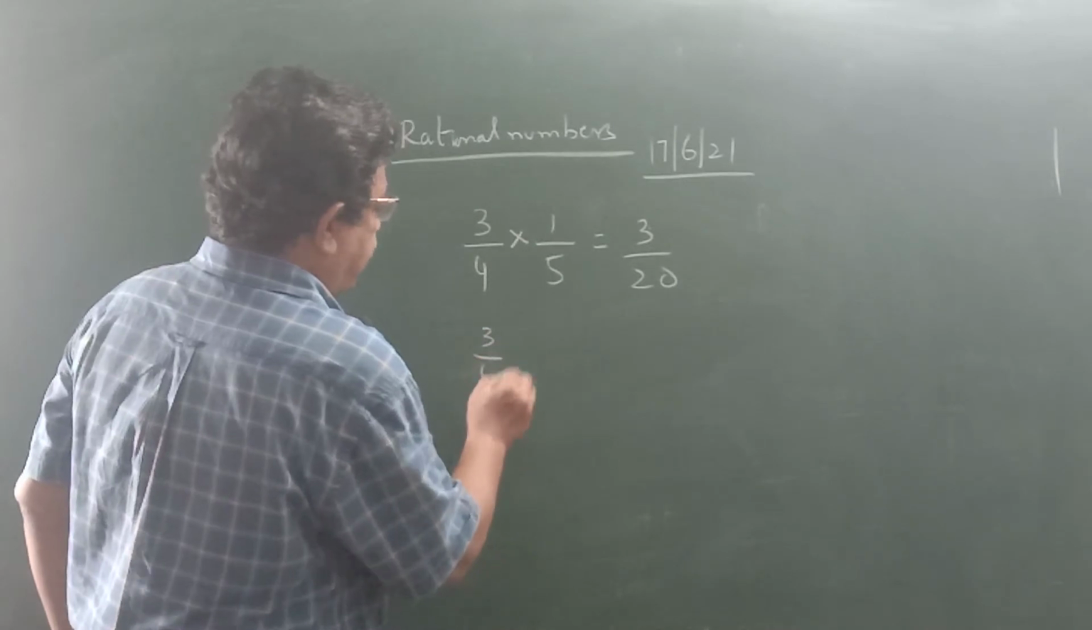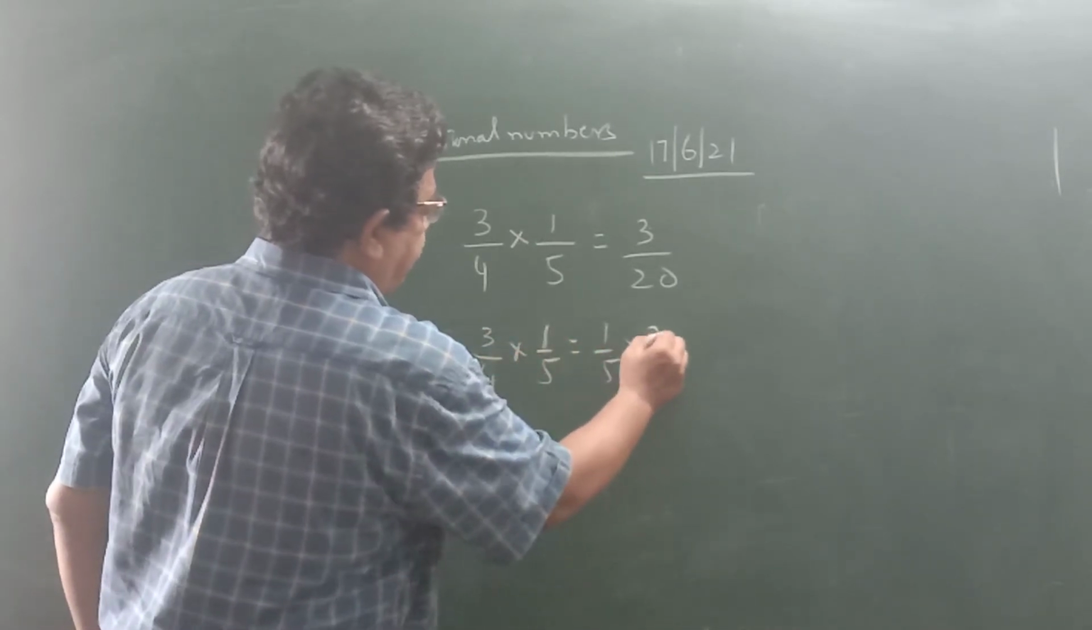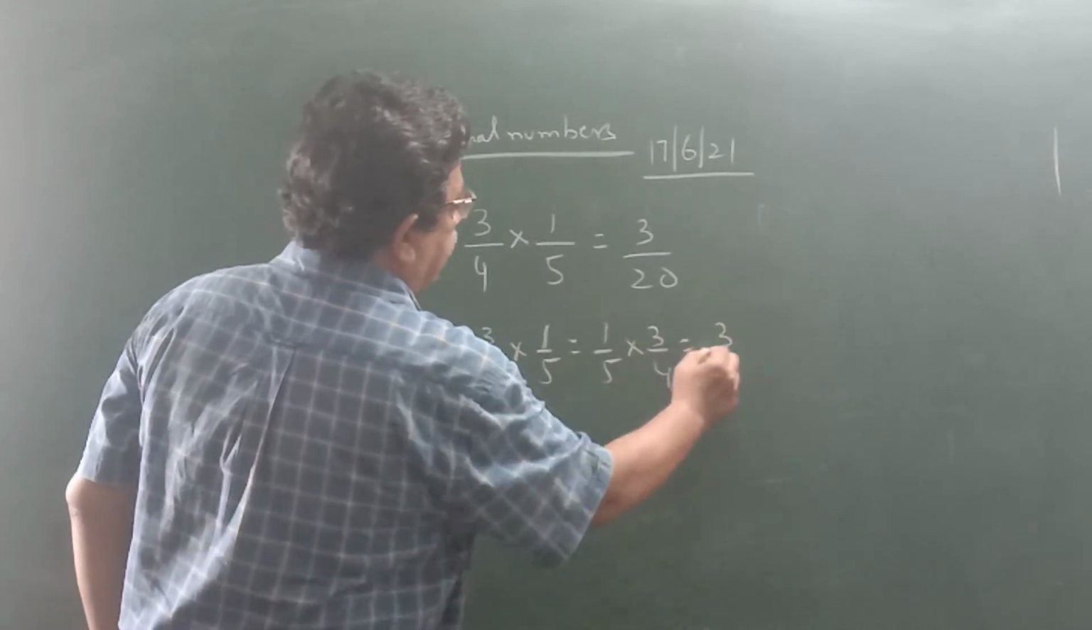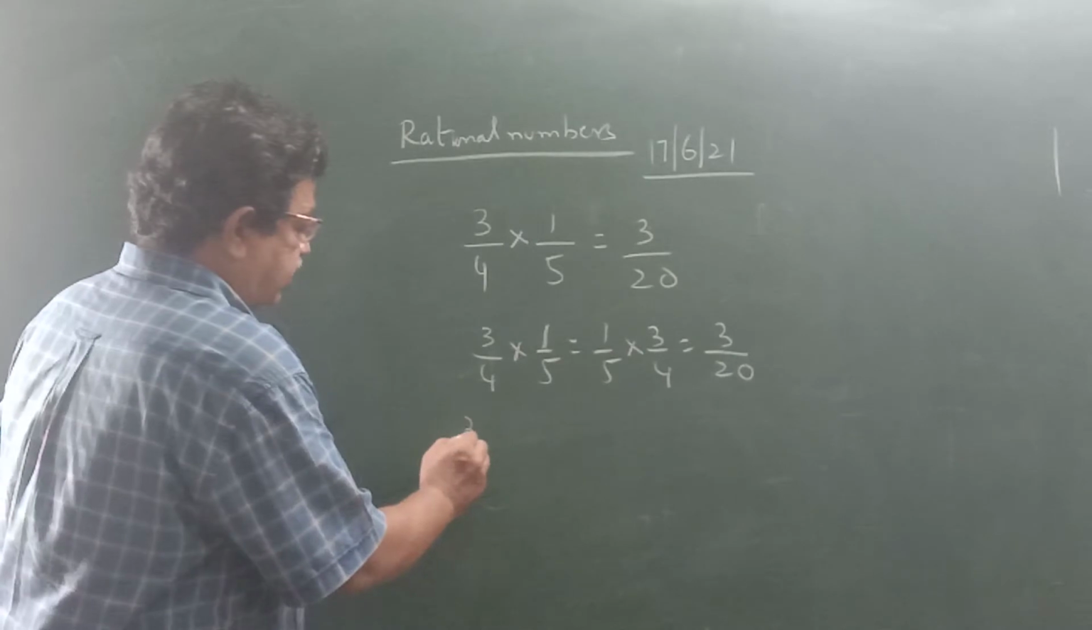3 by 4 into 1 by 5 is the same as 1 by 5 into 3 by 4. The product is equal to 3 by 20. This is the commutative property.